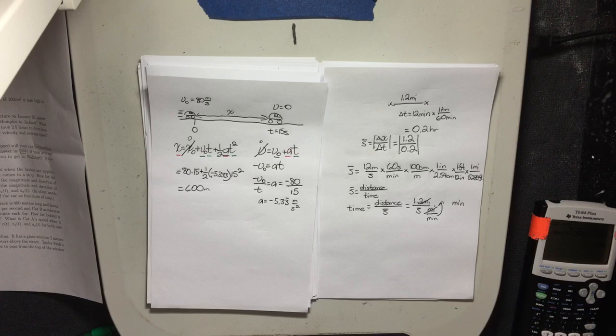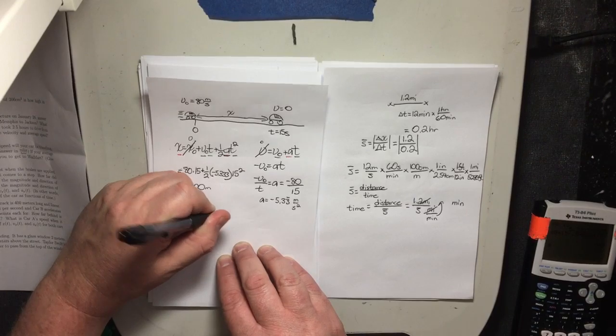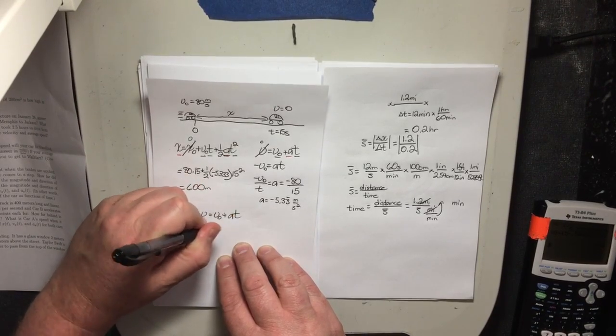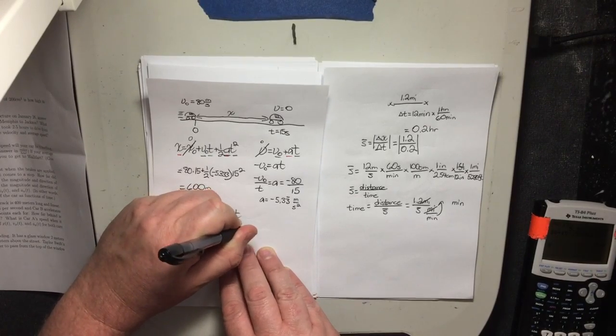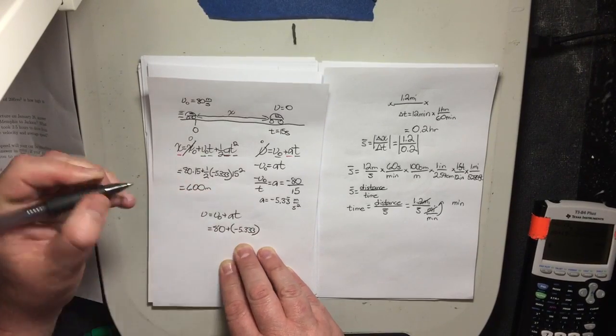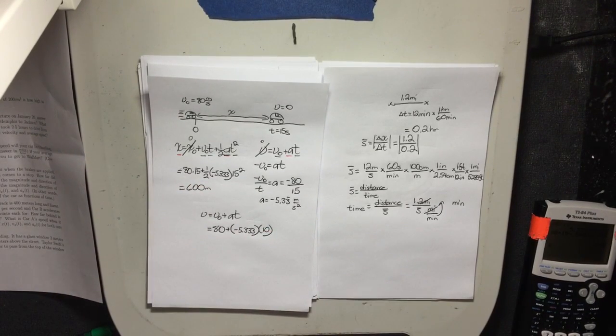The acceleration is constant, because the acceleration at the beginning of the problem is negative 5.33. At the end of the problem, it is that value, and in the middle, it's still negative 5.33. So V naught plus AT: V naught 80, A negative 5.33333 forever, and then 10. And that's it for that question.